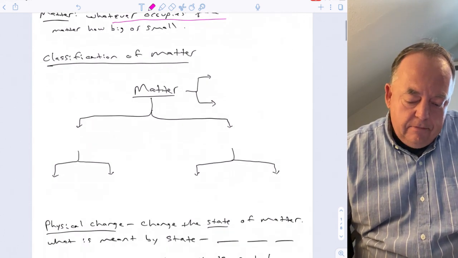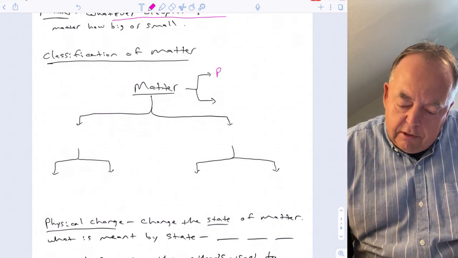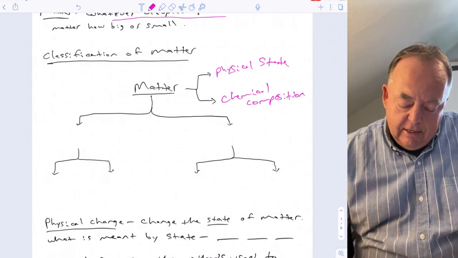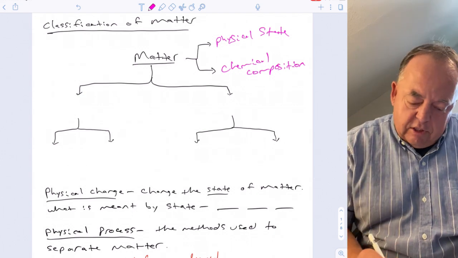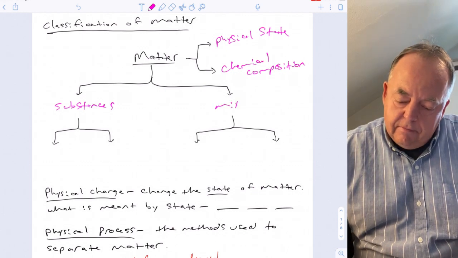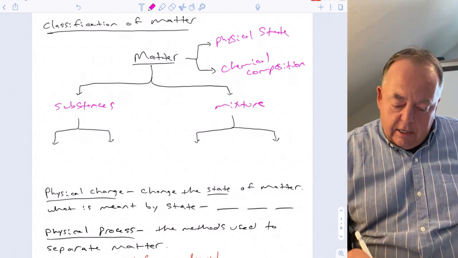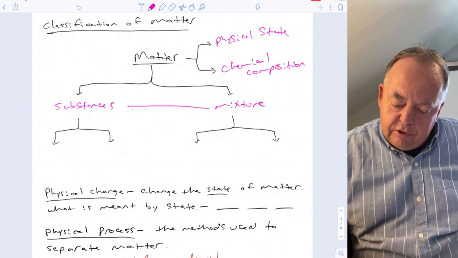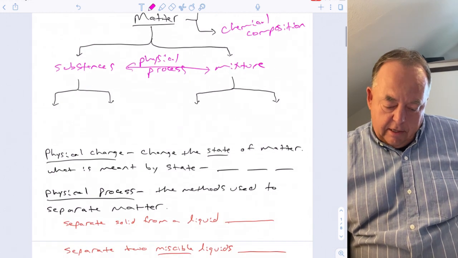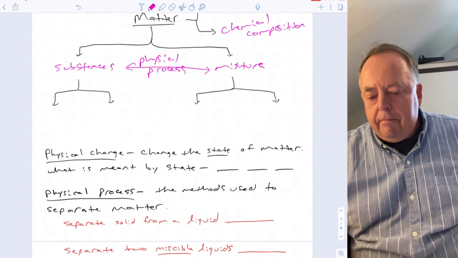So, classification of matter. Matter can be classified by its physical state and by its chemical composition. And I'll say more about that in a minute. If we want to subdivide matter, we could subdivide it into what's called substances and mixtures. And you can separate mixtures into pure substances by what's known as a physical process. I'll talk about physical processes, what that means, in just a minute.